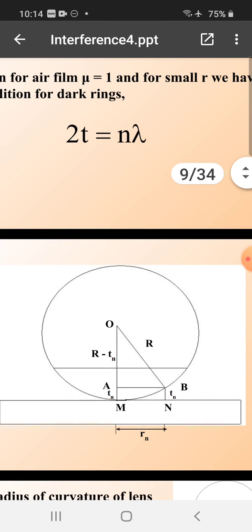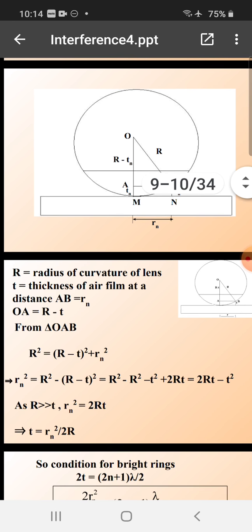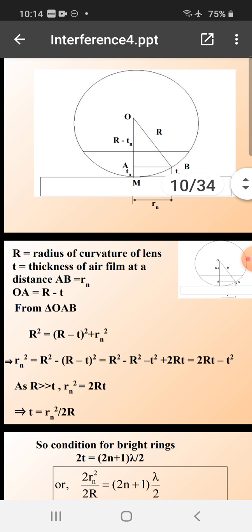Now we want to calculate the radius of the bright and dark rings which are obtained in this experiment. So let us come to the mathematical part.